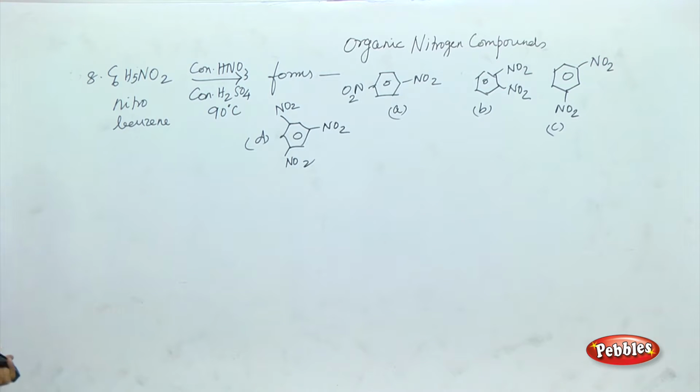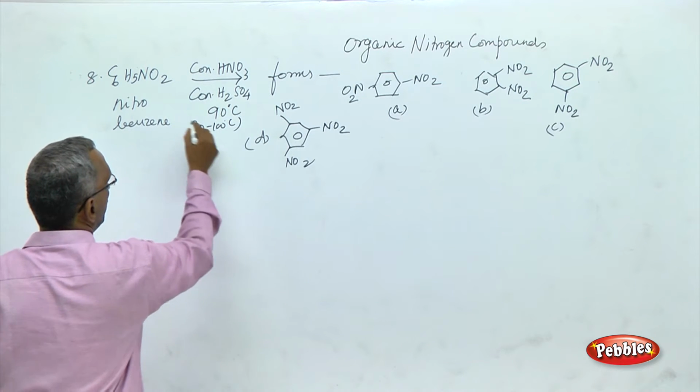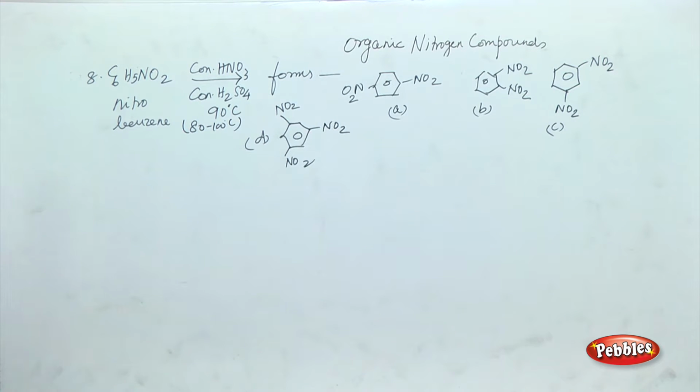Nitrobenzene, when it is treated with a mixture of concentrated nitric acid and concentrated sulfuric acid, at a temperature given as 80 to 100, here condensed as 90 degrees centigrade. So nitrobenzene when treated with a mixture of concentrated nitric acid and concentrated sulfuric acid in the temperature range 80 to 100 degrees C forms dash. There are 4 choices given.